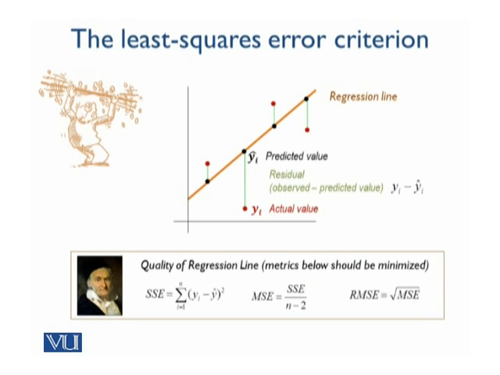So in general, the intuition behind the discussion now is that you want to find a line which minimizes the error, and we can quantify the error either by the sum of square errors or by the mean square error, which is the mean of the sum of square errors, and we can also specify the error by the root mean square error.